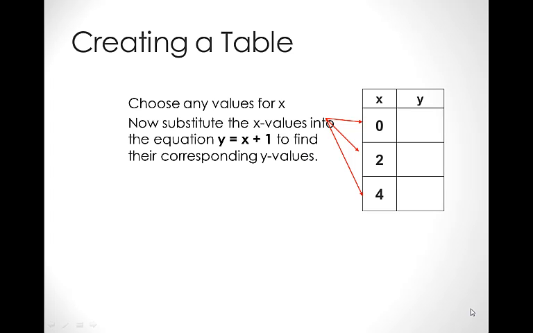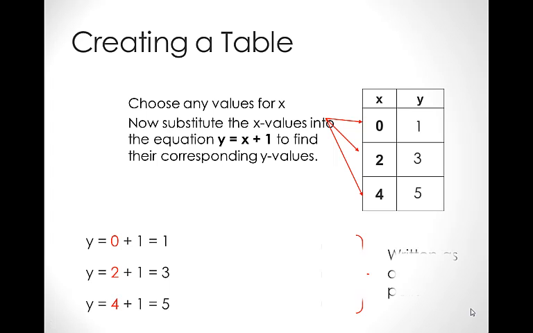And now substitute those values into the equation of y equals x plus 1 to find what their corresponding y values are. So for instance, this first one, when I plug a 0 in, 0 plus 1 is 1. So that 1 is my y value. Same thing with a 2, and you get 3. And so that 3 is the y value. And then you plug in a 4. 4 plus 1 is 5. And so that becomes our y value. And we can write these as ordered pairs. 0, 1, 2, 3, and 4, 5.